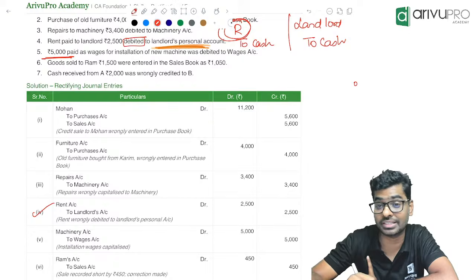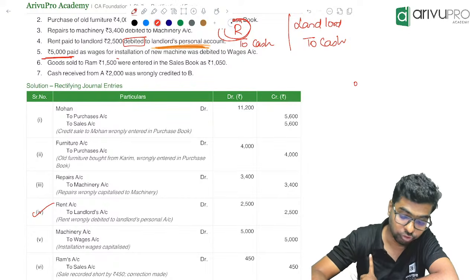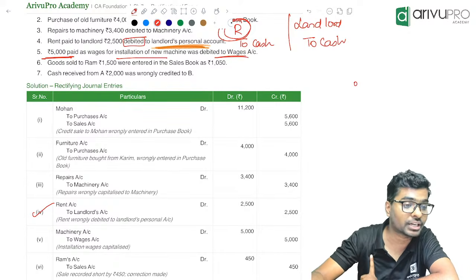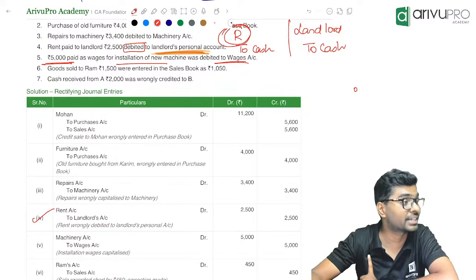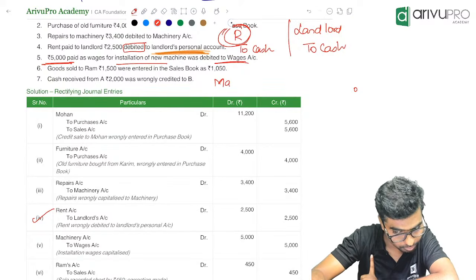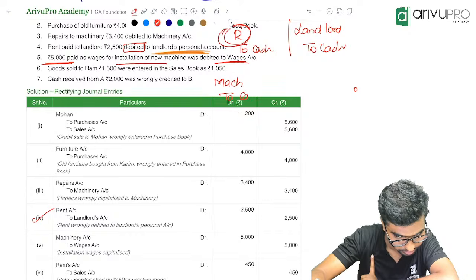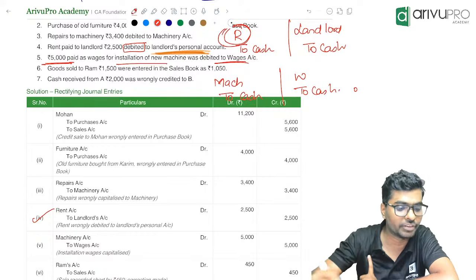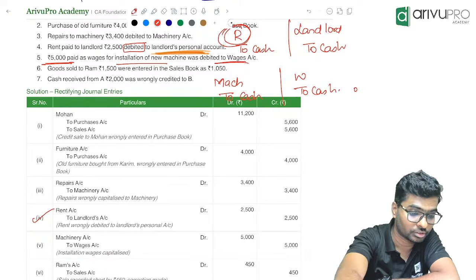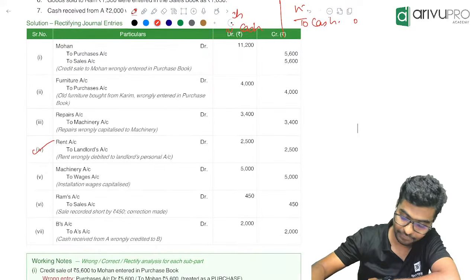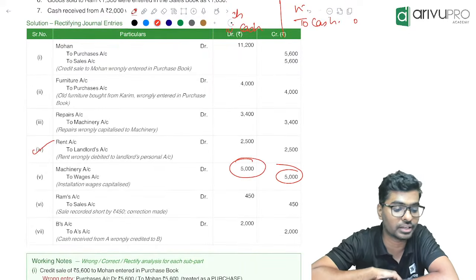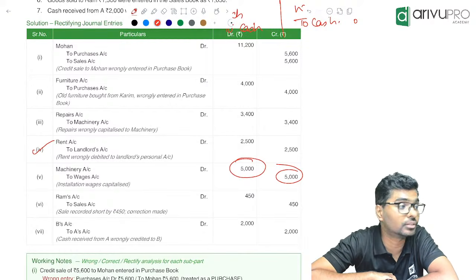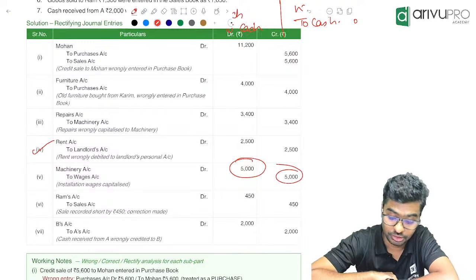Now, 5,000 paid for wages. 5,000 for installation of new machinery. What is the correct entry? Because it's a capital expenditure, what happens? Machinery. Wrong entry. Therefore, rectified entry. It is machinery to wages. Which account? Machinery to wages.